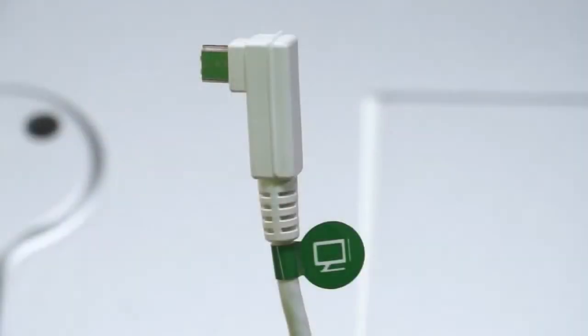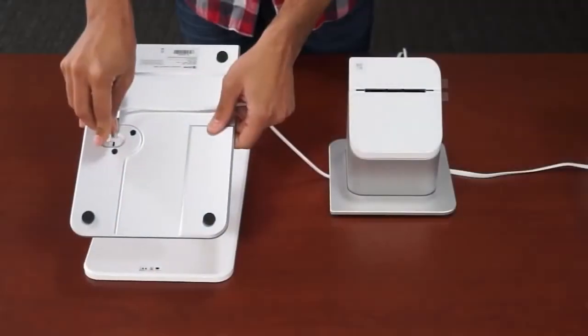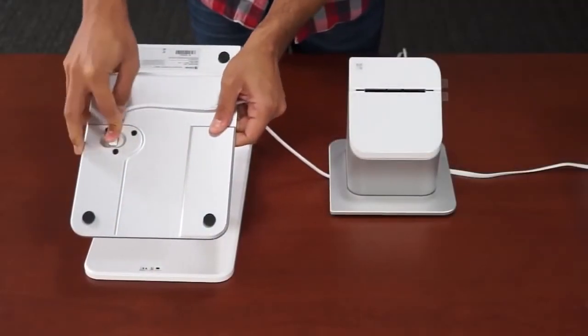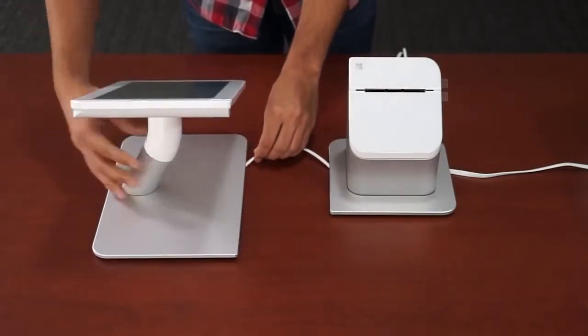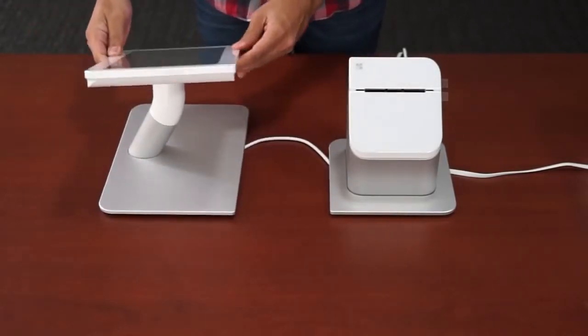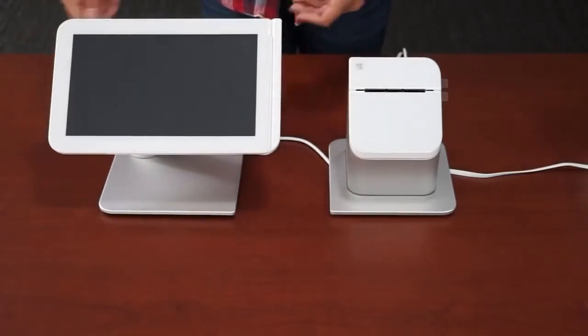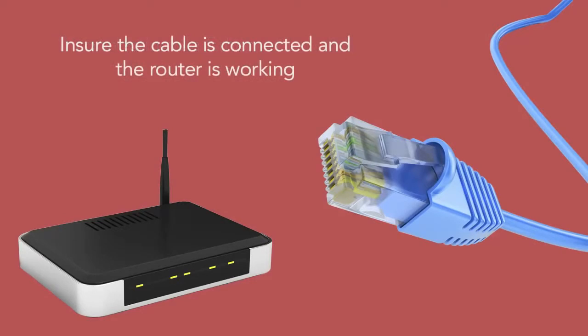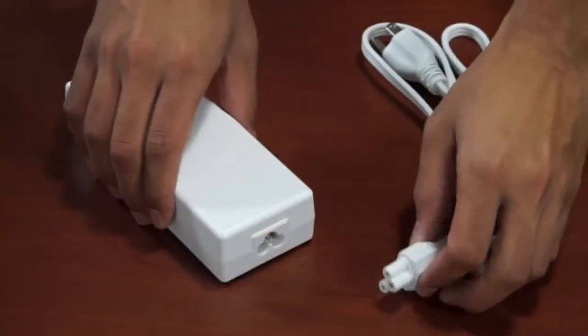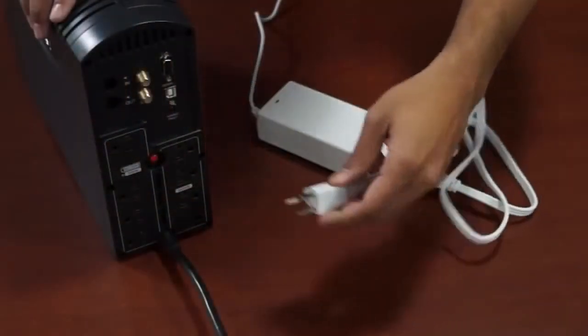Now, flip the touchscreen display upside down and remove the plastic feet protectors. Then, take the display cable coming from the receipt printer, labeled green with the display icon, and plug it into the bottom of the display. Then, set the display right side up. If you're connecting to the internet via an Ethernet cable, be sure the cable is connected to your router and it's working properly.